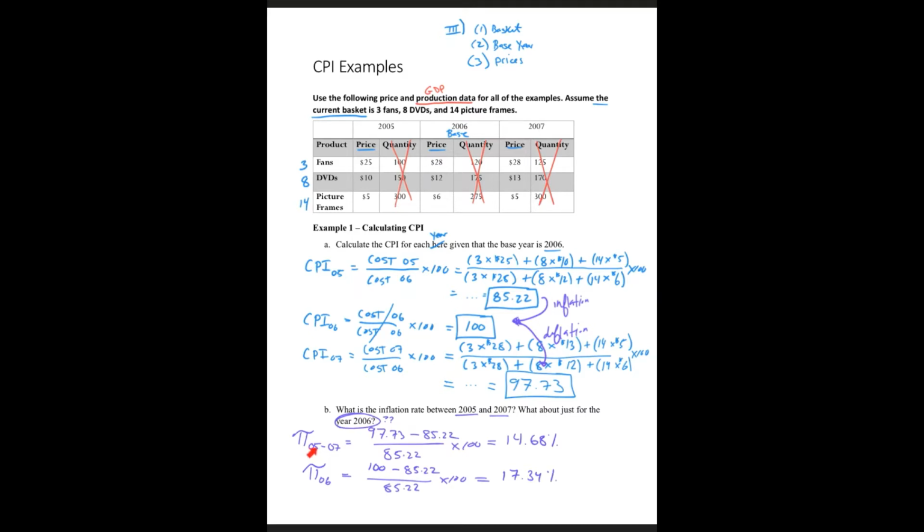This was talking about the inflation rate between multiple years, so you just take the difference between those 2 years. If it's just looking for the inflation rate in a single year, you're always looking at the percentage change from the previous year. That's why we would use 100 minus 85.22 in the second example. In the first example, we'd go from the end way back to the beginning because it asks you specifically between those 2 years. So that's a quick example of calculating CPI when you're given some data.